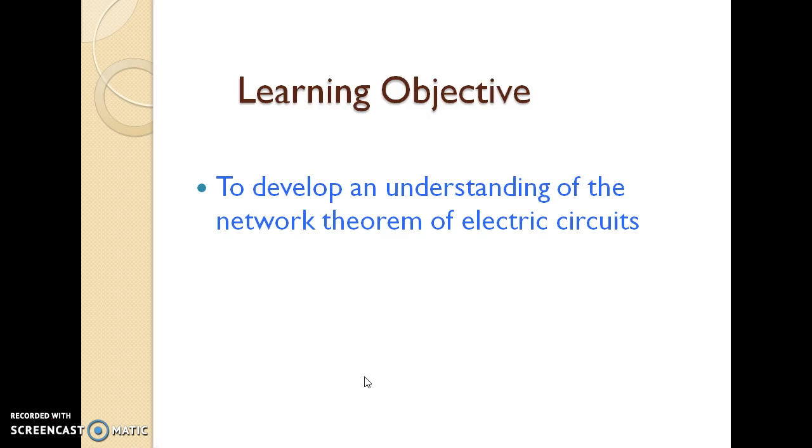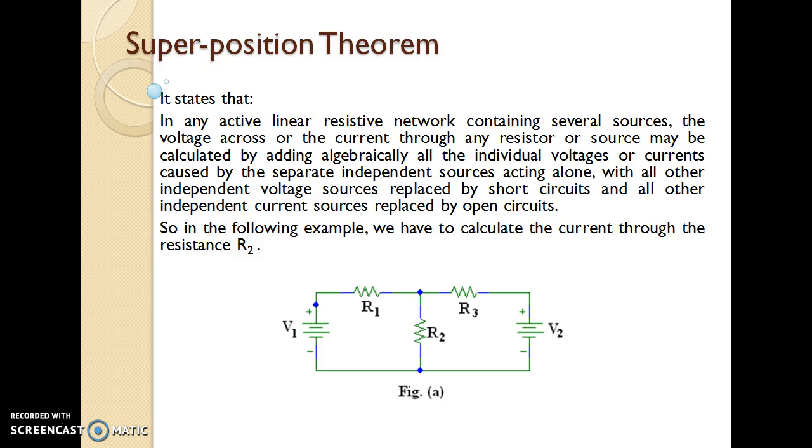So the learning objective of the network theorems is to develop an understanding of the network theorems of electric circuits. When we use network theorems, a complicated electric circuit becomes easier and simpler. So first of all, we may discuss the superposition theorem.